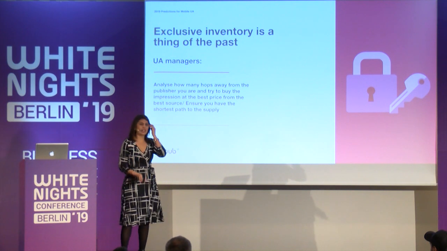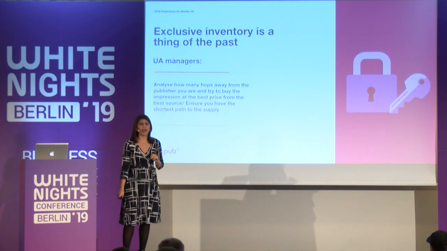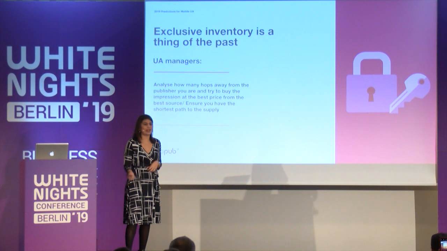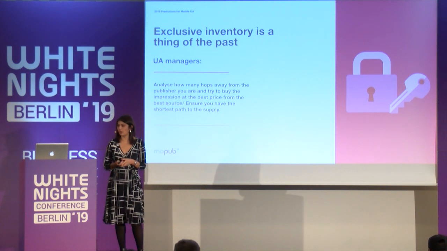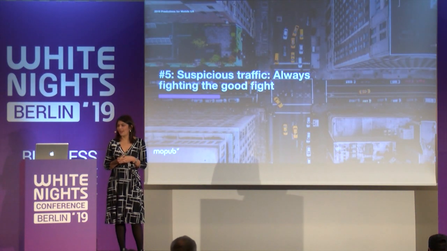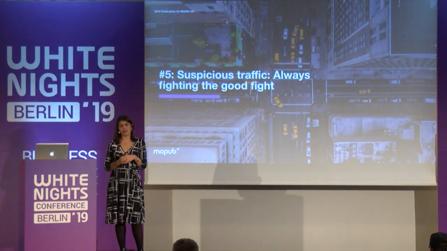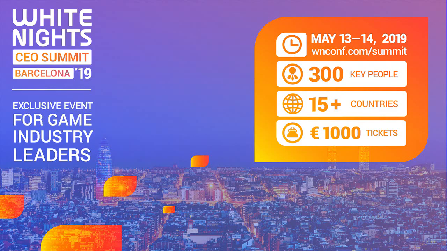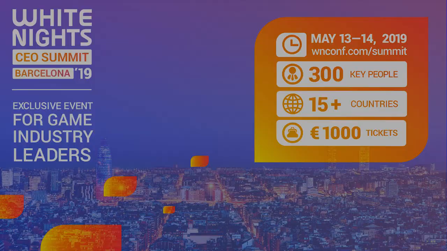So basically, my takeaway from this one is ensure that you have the shortest path to supply, cut out any middlemen along the way. And then finally, this last one, I think I'm kind of cheating. Suspicious traffic, always fighting the good fight.